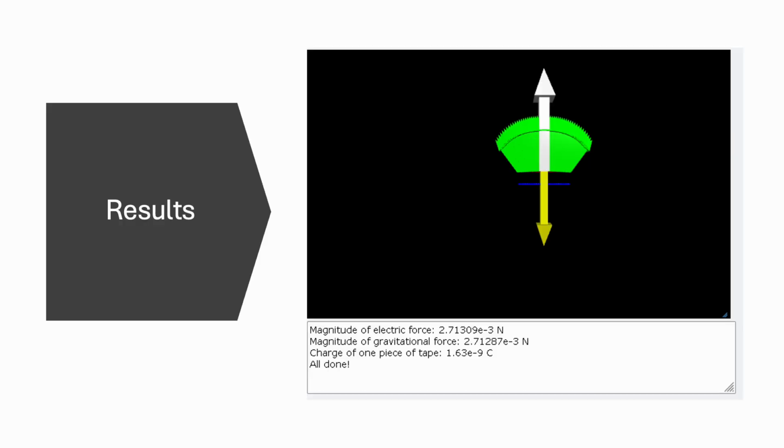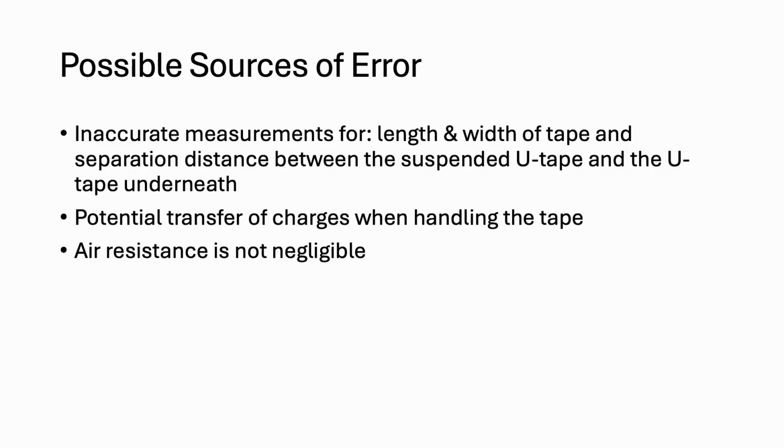Next are the results. We found that the magnitude of the electric force is 2.7 times 10 to the negative 3 newtons. The gravitational force is 2.7 times 10 to the negative 3 newtons. And the charge of one piece of tape is 1.6 times 10 to the negative 3 coulombs.